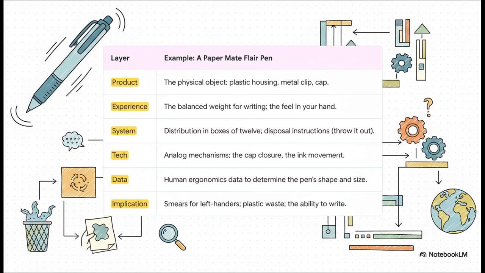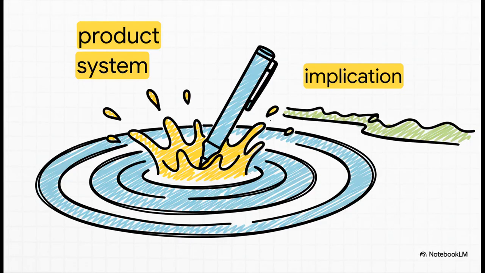So what's the final implication? Well, sure, it lets us write, but it also smears for lefties and, yep, contributes to a whole lot of plastic waste. This is such a great way to think about it.